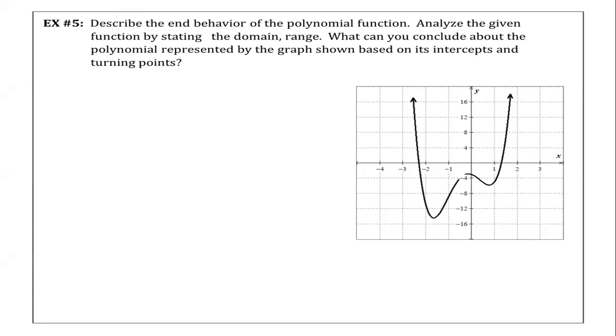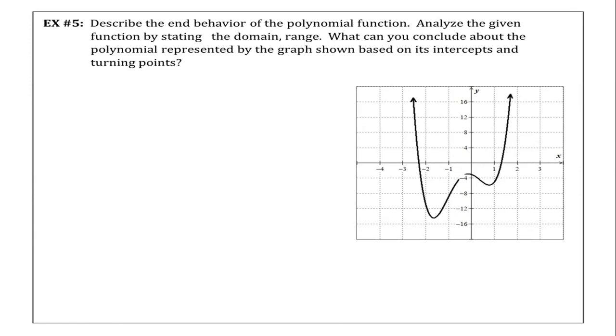It says, describe the end behavior of the polynomial function, analyze the given function by stating the domain, the range, and then what can you conclude about the polynomial represented by the graph shown based on its intercepts and turning points? So you're going to identify domain, range, and behavior, and then tell me what type of polynomial I have. Is it a third degree, fourth degree? Are the roots zeros? Are they real or are they non-real? Like what's happening with this function, okay?